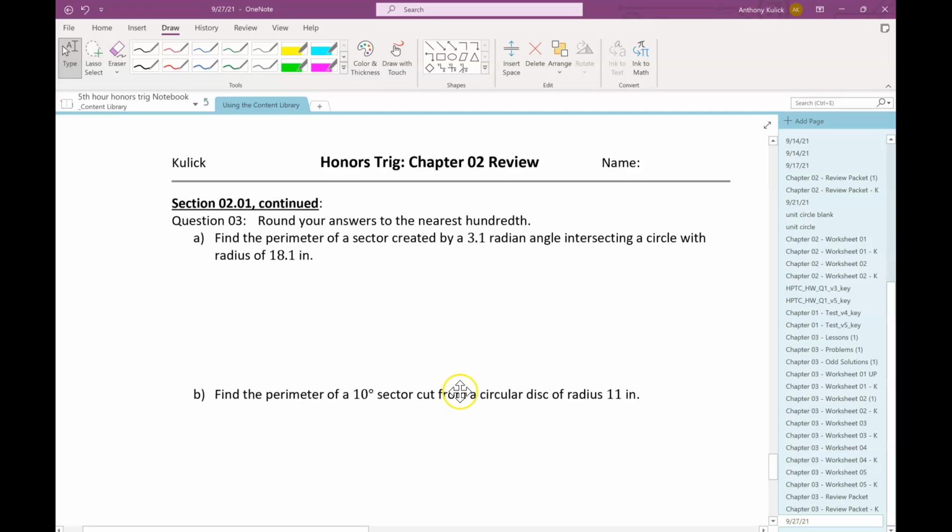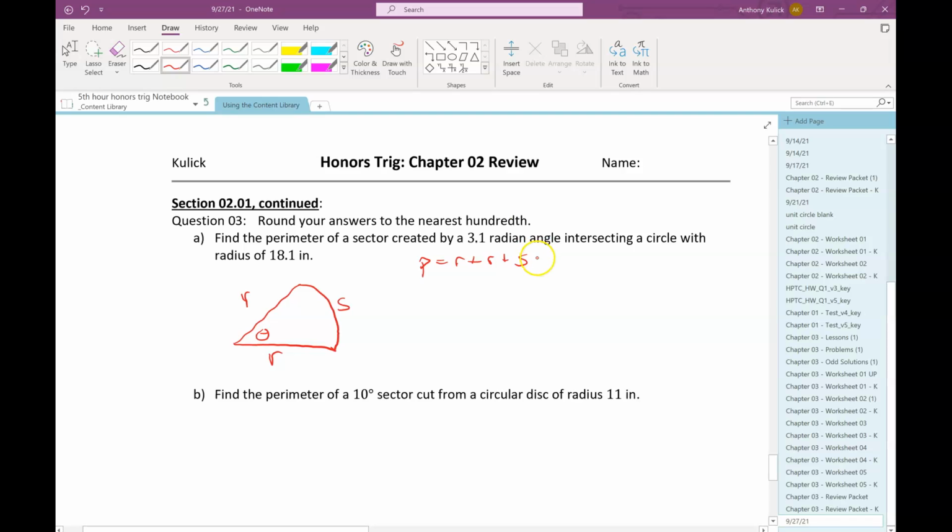So find the perimeter of a sector created by a 3.1 radian angle intersecting a circle of radius 18.1 inches. So a sector is like a pizza slice, right? So these sides are R's, and this side is going to be an arc length, and that spot is my theta. So my perimeter is going to just be the distance around. So that's 2R plus S.